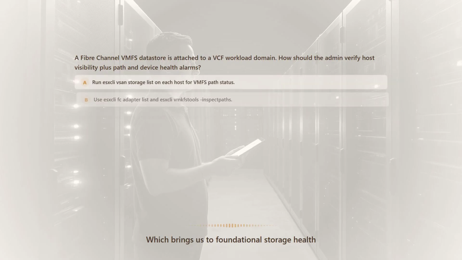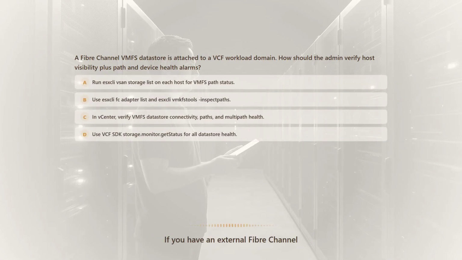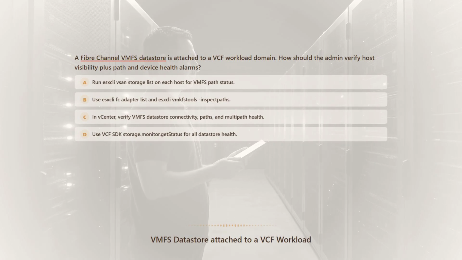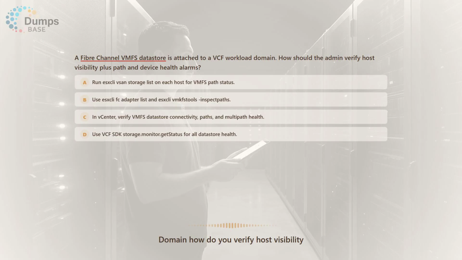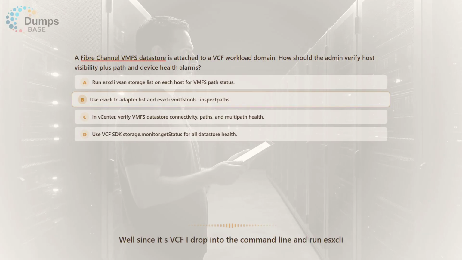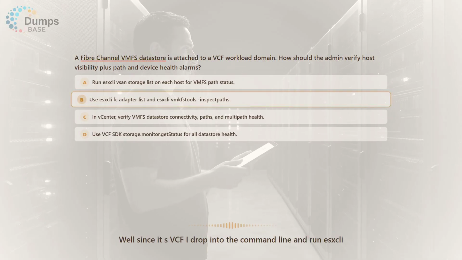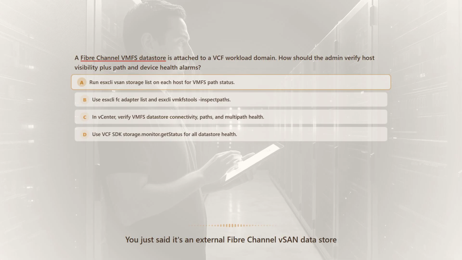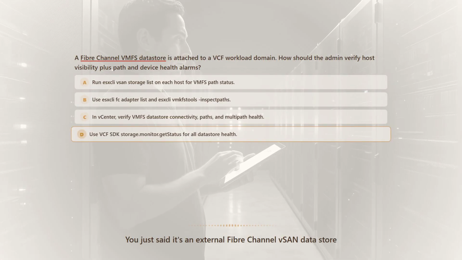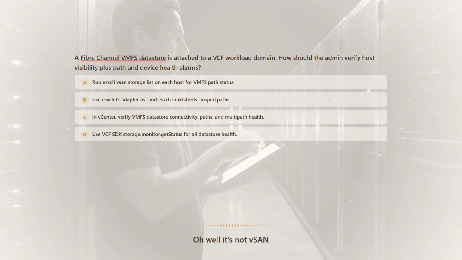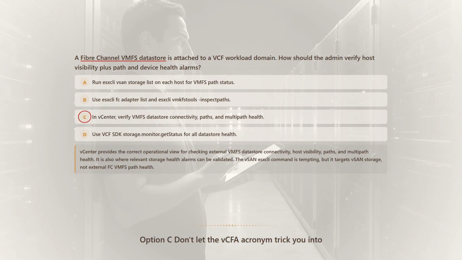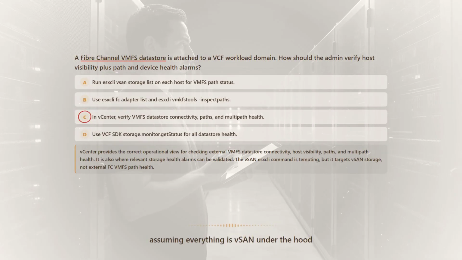Which brings us to foundational storage health. If you have an external Fibre Channel VMFS datastore attached to a VCF workload domain, how do you verify host visibility? Well, since it's VCF, I drop into the command line and run esxcli vsan storage list. Option A. Watch the trap. You just said it's an external Fibre Channel VMFS datastore. Oh, wow. It's not vSAN. Nope. You simply verify visibility and multipath health directly in vCenter, option C. Don't let the VCF acronym trick you into assuming everything is vSAN under the hood.